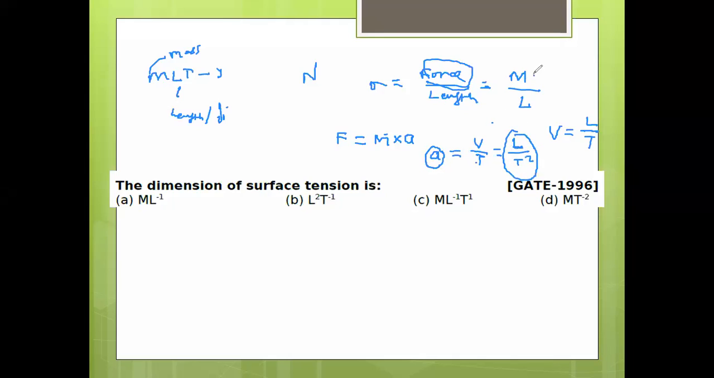So put this dimension here. So you will get here L into L divided by T square, divided by L, T square, correct? So this L will get cancelled, and you will get the dimension M divided by T square, or we can write M into T to the power minus 2. Okay.